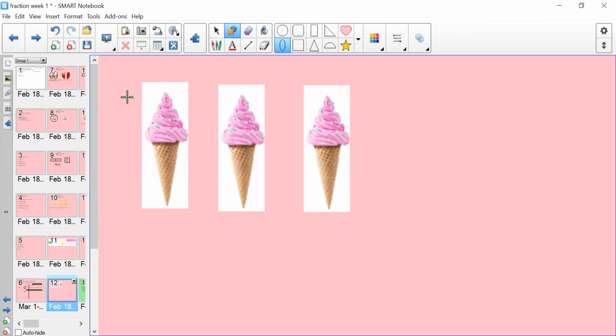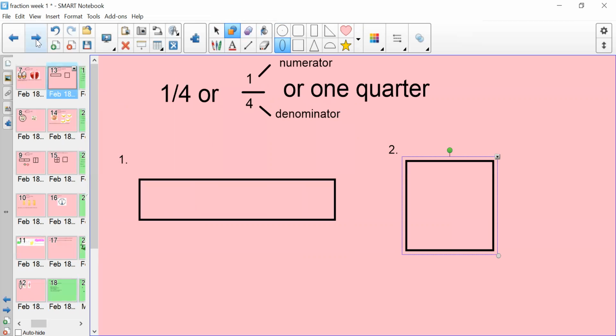Okay, well done. So if you had circled 1/3, you would have just circled 1 ice cream, because it's 1 out of 3 ice creams. Okay, then the last one we're going to look at is quarters. So again, you've got the numerator as 1 and the denominator as 4.